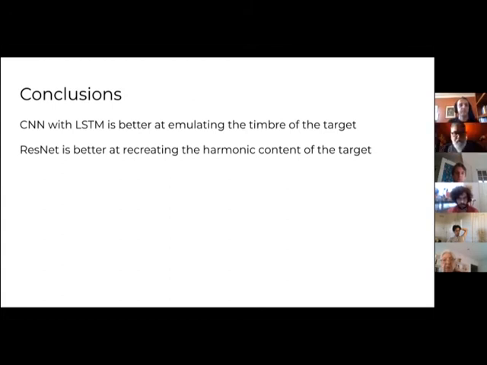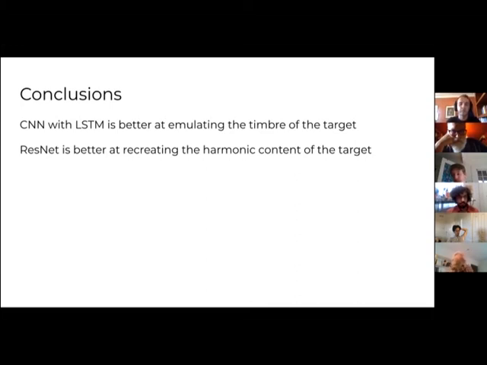So what was the point of all this? Why did we try these 2 different architectures? Well, we found the CNN was generally better at emulating the timbre of the target. This was more during our qualitative comparisons. We found the CNN solutions generally had a better recreation of the timbre of the target sounds, whereas Resonant did a better job at recreating the harmonic content of the target.